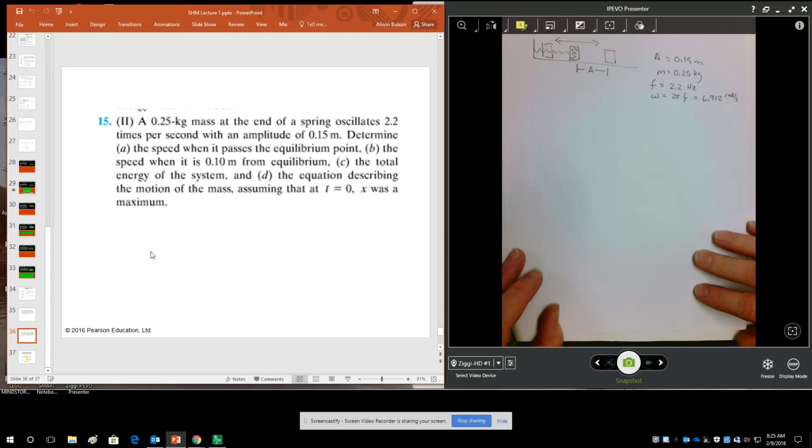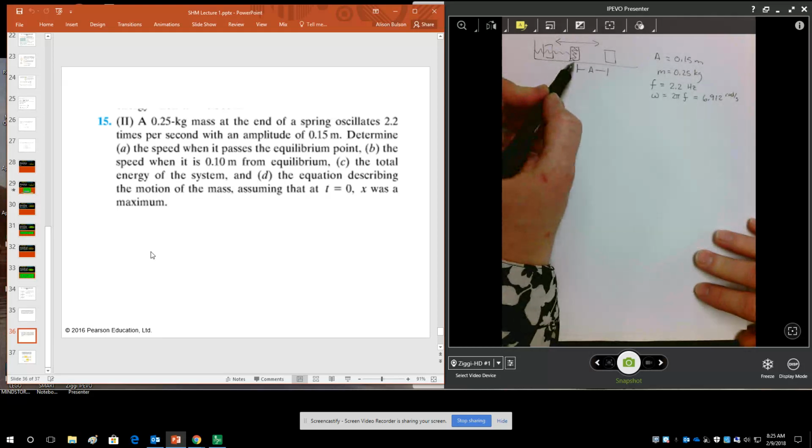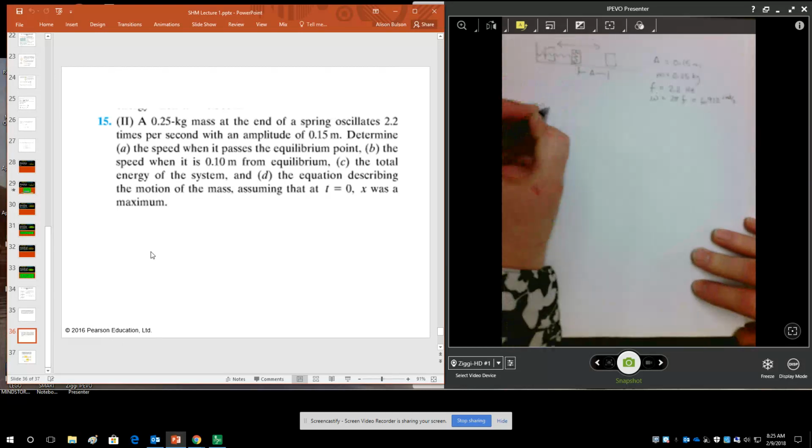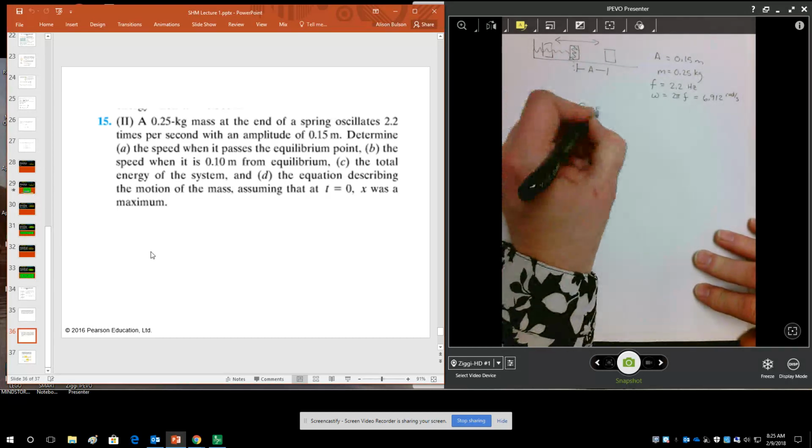Okay, so part A, what's the speed when it passes equilibrium? Well, I know however this thing starts out, whenever the block passes through equilibrium, the spring is at equilibrium, the acceleration is 0, and the velocity is maximum. So it's asking me for the maximum velocity. Vmax always at equilibrium.